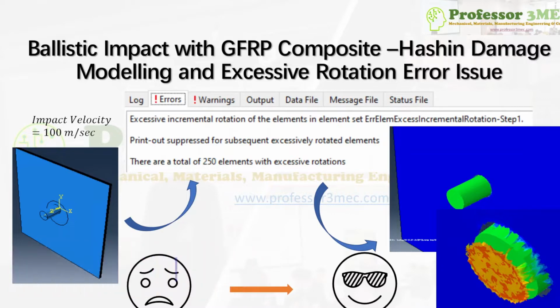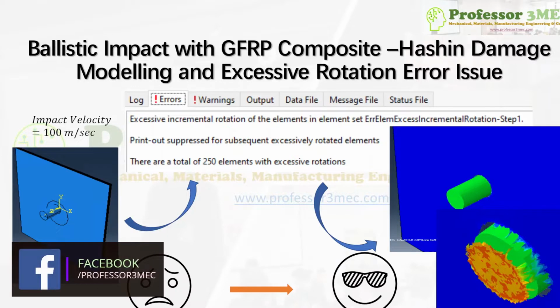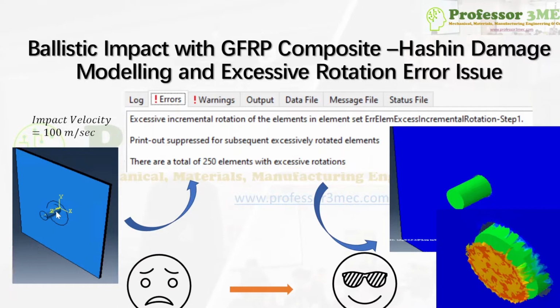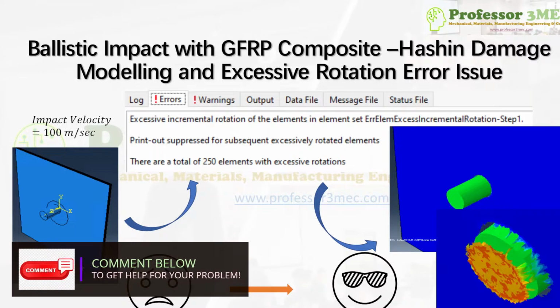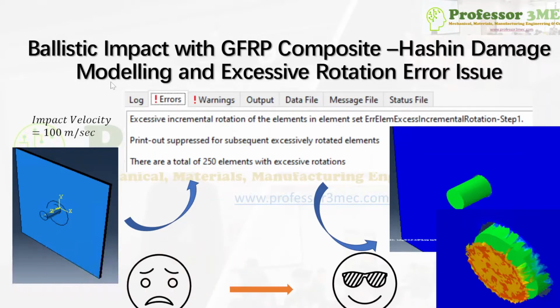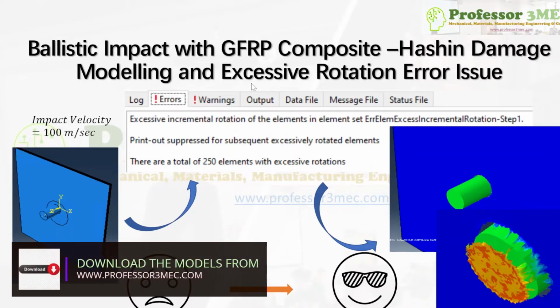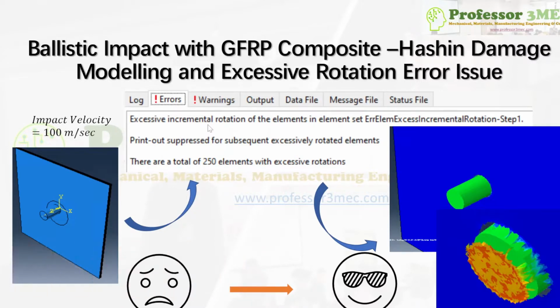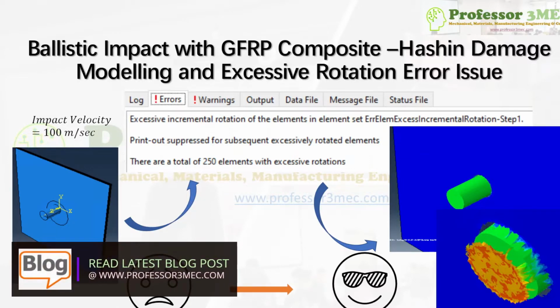The aim of the work is to perform ballistic impact simulation where a ballistic bullet, in this case a cylindrical bullet as seen on the screen here, is impacting at a speed of 100 meters per second with a composite wall or plate. The subscriber has used the Hashin damage model, and when you run the job you find out that it gives an error message which says excessive rotation. We're going to solve this issue, and I will give you some tips on what to check to remove this error.